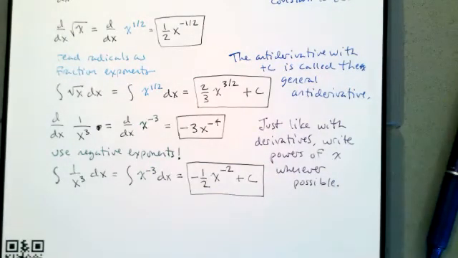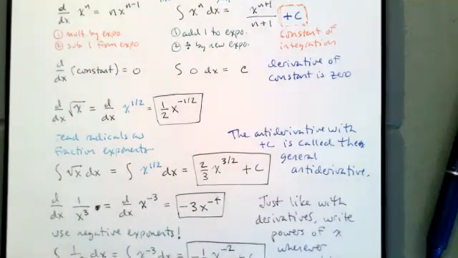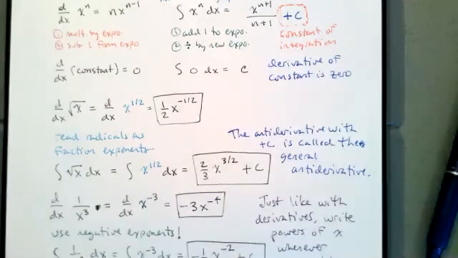Any questions? Why isn't it just negative 2? Why is it negative 1/2? We divide by the new exponent. So we add 1 to the exponent and then divide by negative 2. So 1 divided by negative 2, that's the negative 1/2. We add 1 to the exponent, then divide by that new exponent. Negative 3 plus 1 is negative 2, so we divide by negative 2.